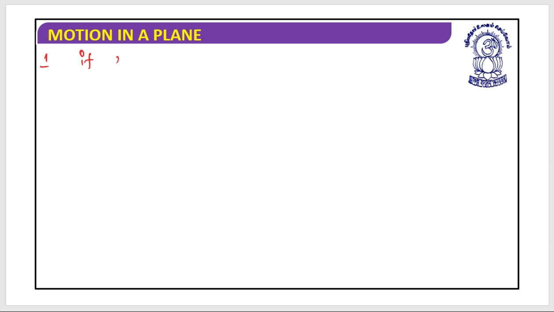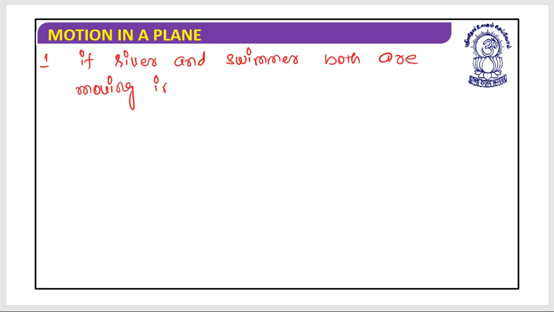If river and swimmer both are moving in same direction, then it's velocity of man which will be added, VR plus VM, something like this. Yes, this is the relative velocity.